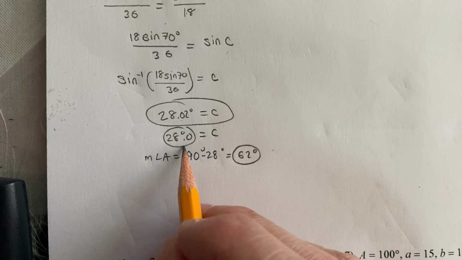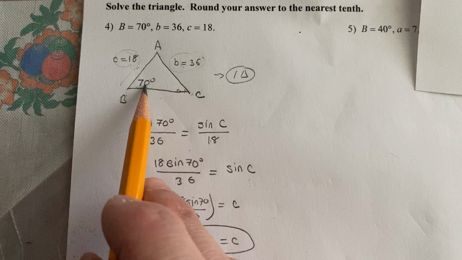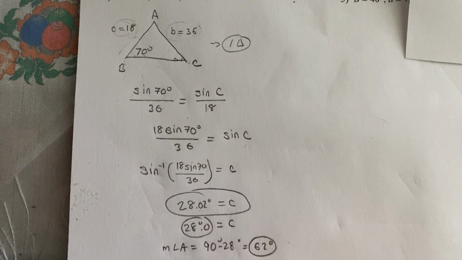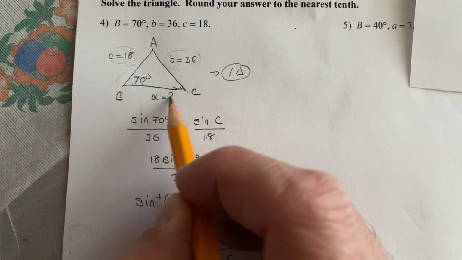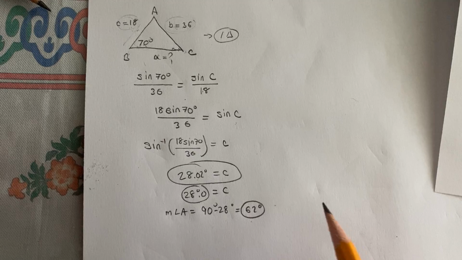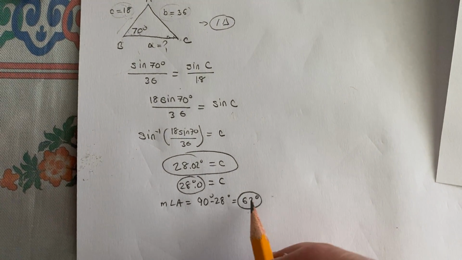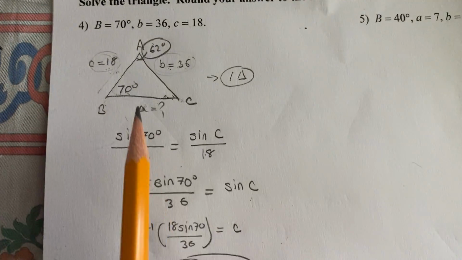So you have angle C, you have angle A. You already have angle B. We still need to calculate what little a is. Little a is question mark. Again, you're just doing some cross multiplication. So now that my angle A is 62, I can use it in my calculations for little a.